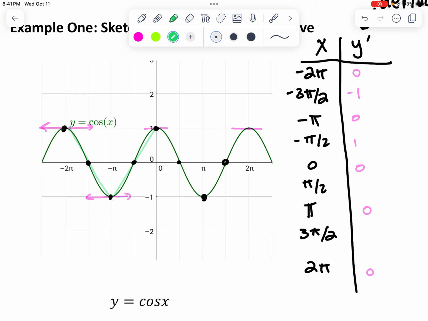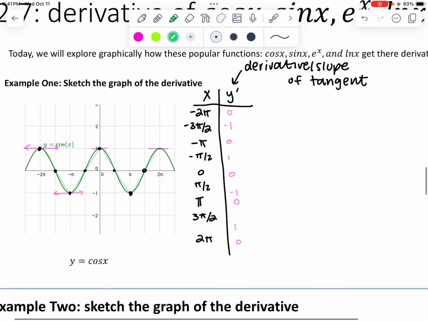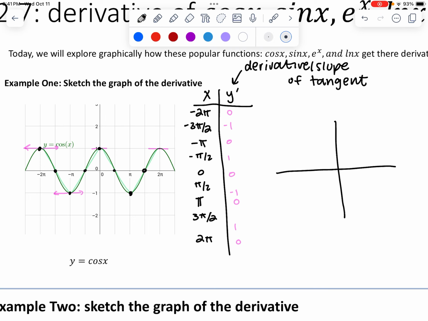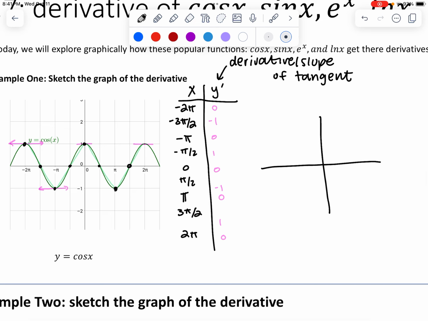At pi over 2, again, it's just negative 1, because this curve just repeats itself, so these are just going to repeat itself, and then you can probably guess this one is going to be positive 1 right here. And so if I go over here now, and I take my points, and let's say I sketch them, we're going to see what we find.